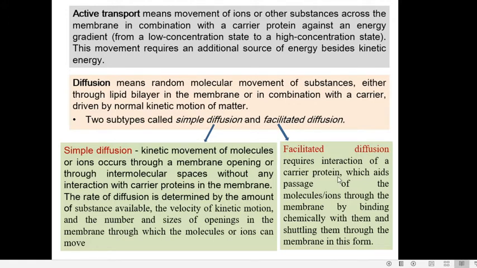Now, in facilitated diffusion, the substance to be transported will chemically interact with the carrier molecule or the permease molecule, and this permease will shuttle that particular molecule through the membrane in this chemically bound form.